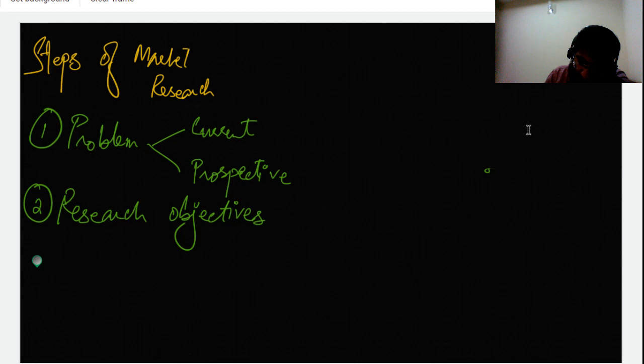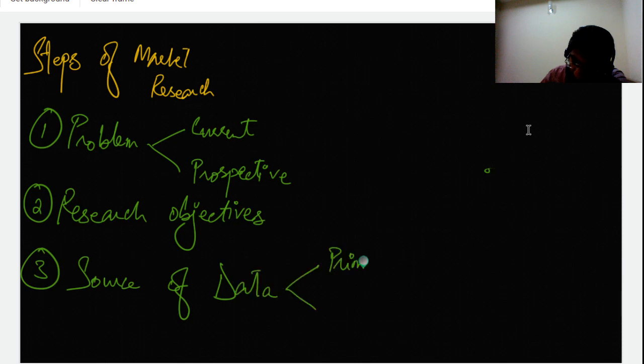Source of data. And for this, we have got primary and secondary. Genius. I am so smart. Give me the A star already.